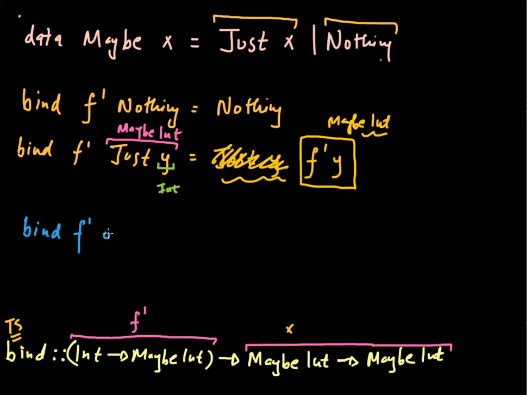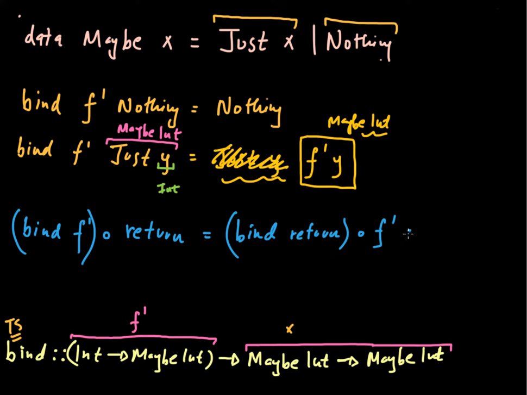if I do this function composition with, in this case, I'm not going to use the word unit here, but let's just use the word return. Okay, unit and return are just aliases to each other. And let's just put a parenthesis. This is basically equal to bind of return function composition with f prime, which is equal to f prime.